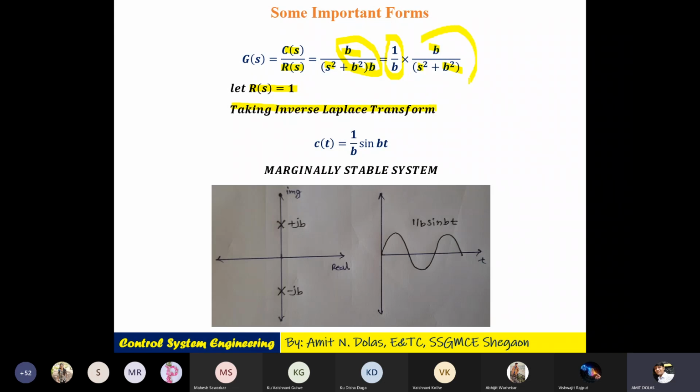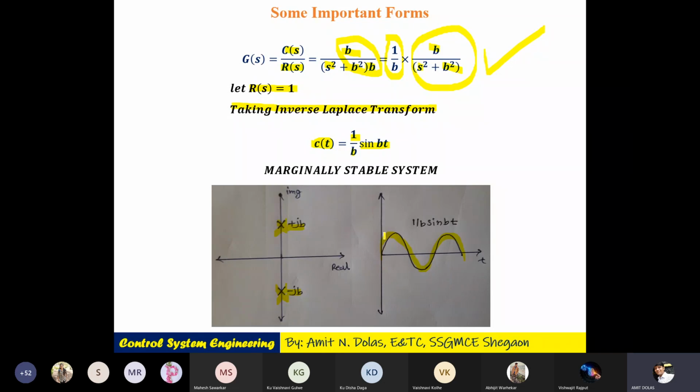This function we have seen. A upon s square plus a square is nothing but sin at. We have already seen it; here only the number has changed. So by doing this adjustment, the response after taking inverse Laplace transform of this transfer function will be 1 by b into sine of bt. So your poles are located on the imaginary axis, that is minus jb and plus jb. And your output is a sinusoidal waveform, 1 by b sine bt, constant amplitude, constant frequency.